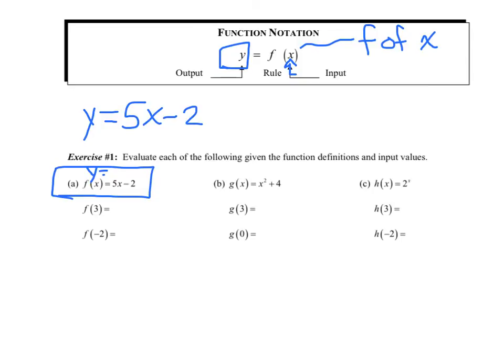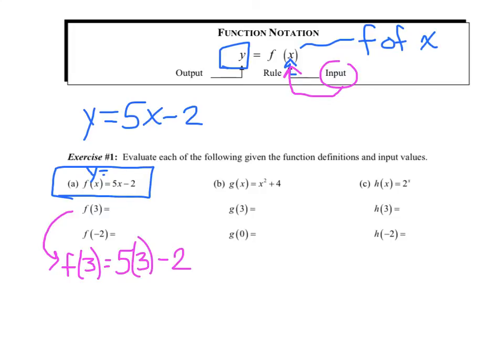Well, notice, my input is what's inside those parentheses. So if I want to find f of 3, and I'll work it out down here, I'm going to say f of 3 equals, and I'm going to replace all my x's with 3. Notice I'm using parentheses when I substitute. So 5 parentheses 3 minus 2. 5 times 3 is 15 minus 2. I should get 13.